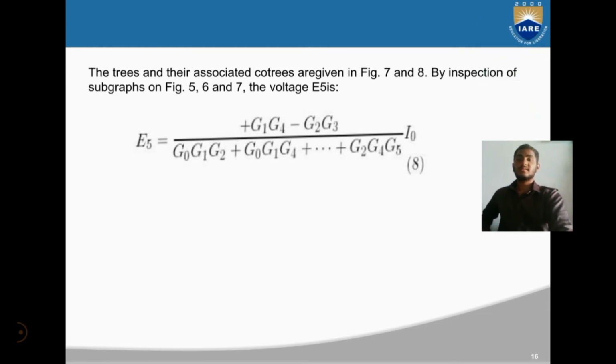The trees and their associated co-trees are given in figures 7 and 8. By inspection of the subgraphs on figures 5, 6 and 7, the voltage E_phi is equal to (G1 G4 minus G2 G3) over (G0 G1 G2 plus G0 G1 G4 plus and so on G2 G4 G5) times I0.